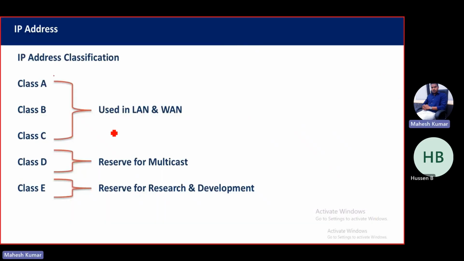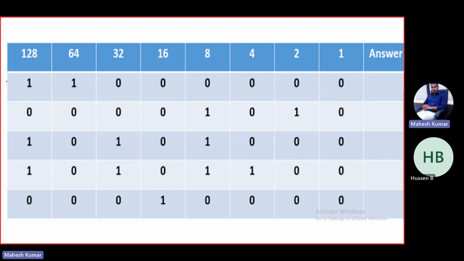Class C is used in LAN and WAN networks. Class D is reserved for multicasting, and class E is reserved for research and development.